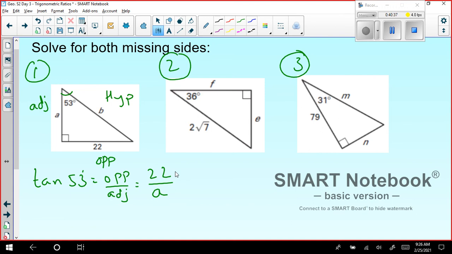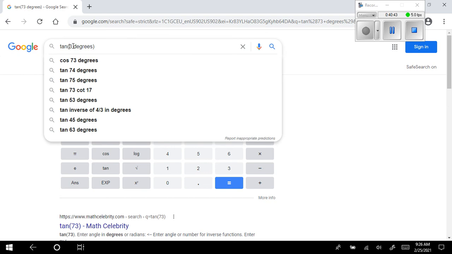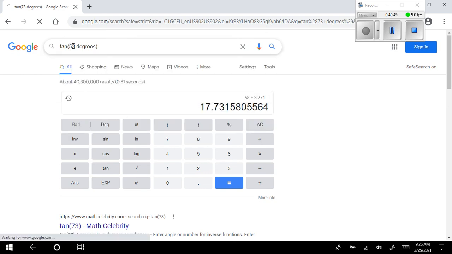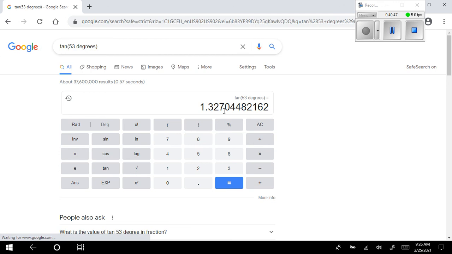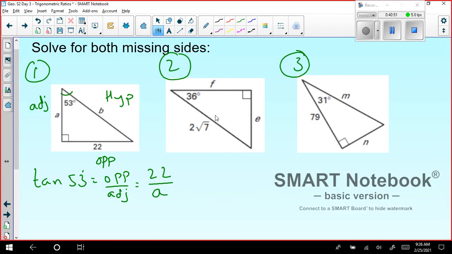And if I use calculator to find tan 53 degrees, it is nothing but 1.327. So I get here 1.327 equals 22 over A. So further if I simplify, I'll get A equals 22 over 1.327.